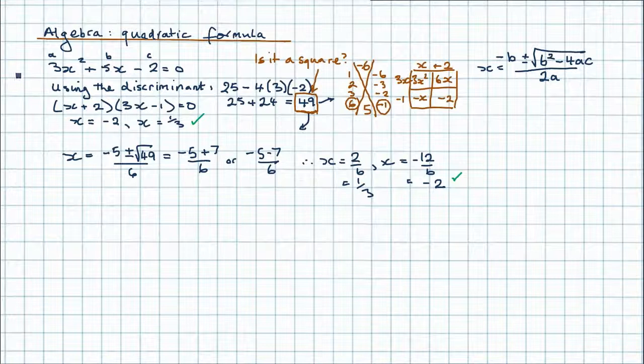Okay, so if we call this problem A, let's try it again. Let's try with perhaps some more interesting numbers. Let's try 10 times something, so 10x squared minus x, and then it should work out nicely if I go minus 24. So equals 0.